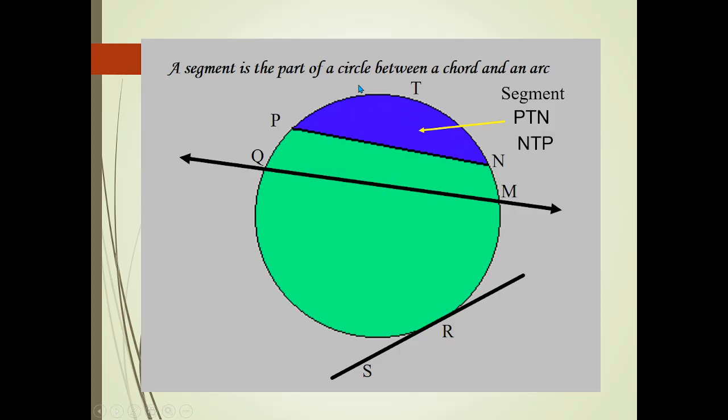So there are 2 shaded regions that you see on a circle. The first one that I presented was a sector. It is a region bounded by two radii and an arc. This time, a segment is a region bounded by a chord and an arc. So that makes the difference between the two.